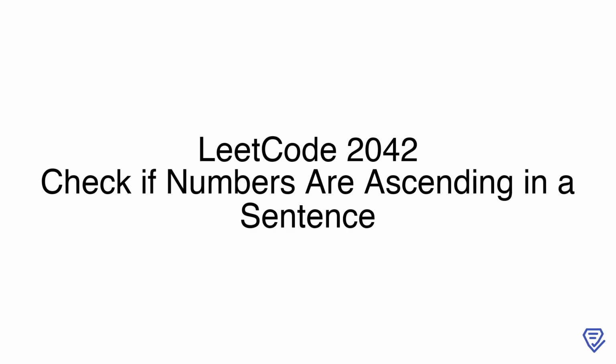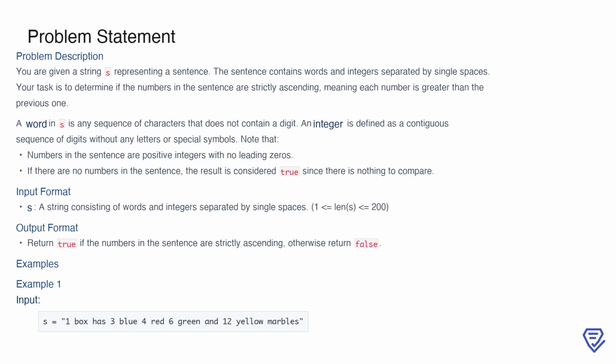Let's dive in. In this problem, you are given a string S that represents a sentence. The sentence consists of words and integers, and these are separated by single spaces. Your task is to determine whether the numbers present in the sentence are strictly ascending. That means each number should be greater than the one before it.